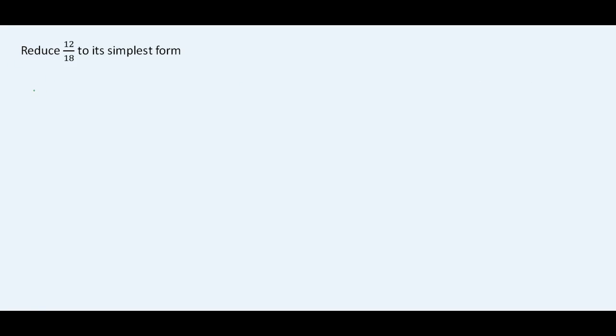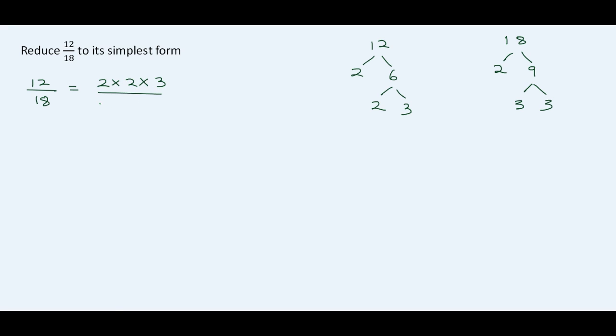So we're going to reduce 12 over 18 to its simplest form. First, we're going to write 12 as a product of its prime factors. So we have 2 and 6, and then we have 2 and 3. And then for 18, we have 2 and 9, 3 and 3. So now 12 over 18 is equal to 2 times 2 times 3 over 2 times 3 times 3.